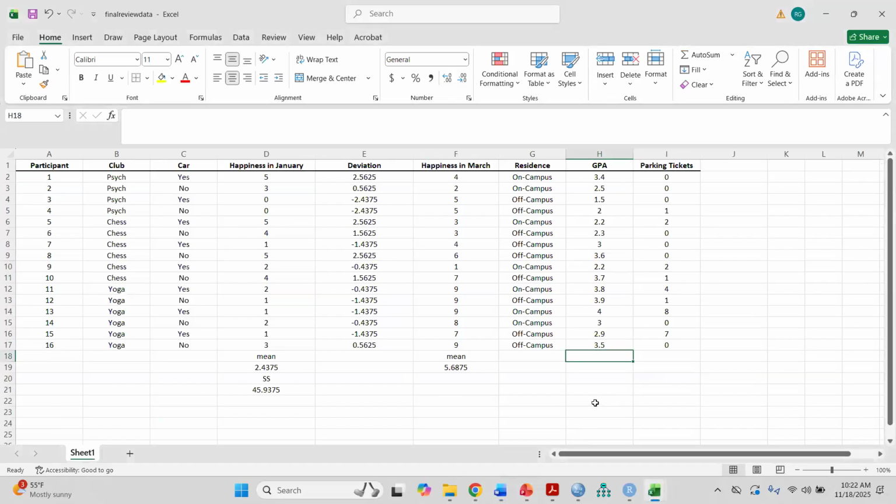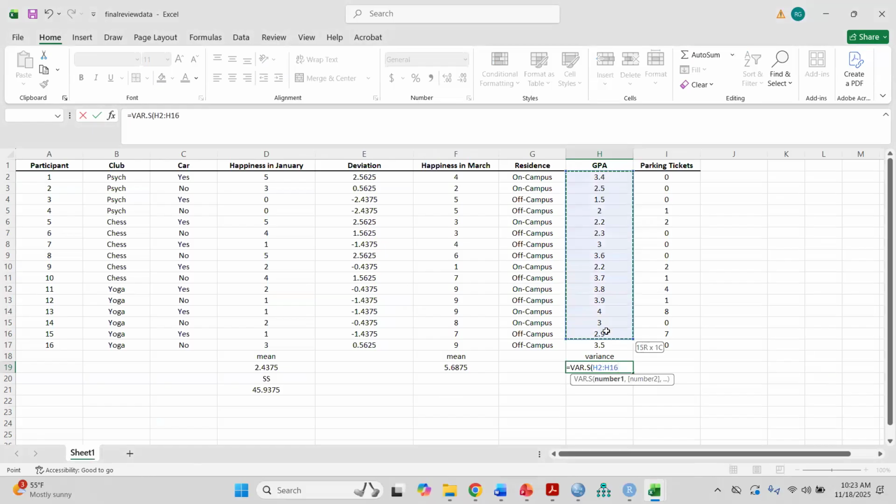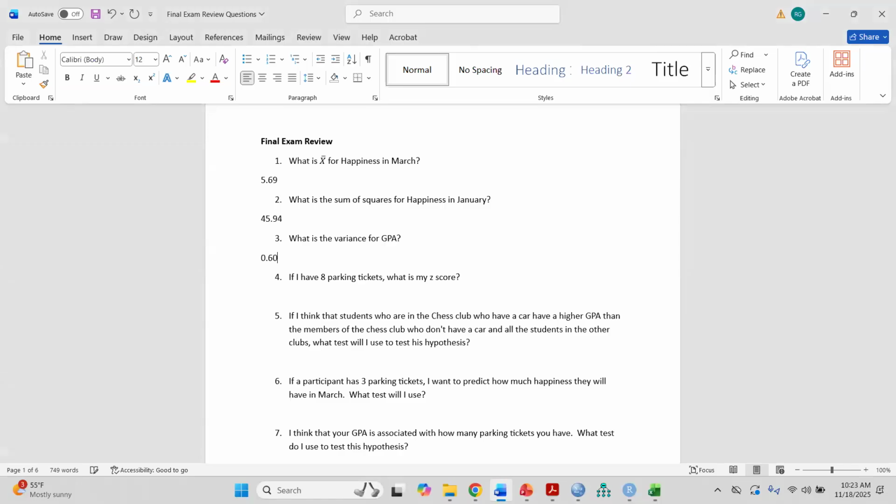But guess what? There's also just a function for the variance, which is pretty nice. So we can do it a couple of different ways. Equals VAR.S. VAR.S would be the variance for a sample, which is what we have. So the variance is going to be basically 0.60. If I wanted to, I could calculate the sums of squares, like how we did for happiness in January, and then just divide that number by n minus 1, because sums of squares divided by n minus 1 is the variance. Obviously, just using the function for variance is going to be the quickest way. So the variance was 0.60.